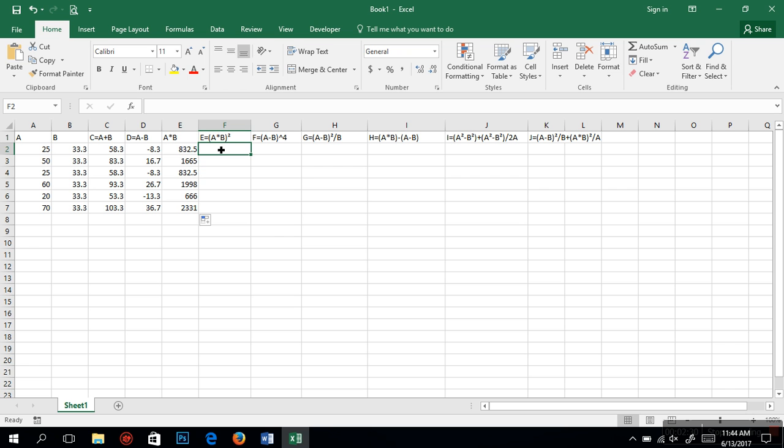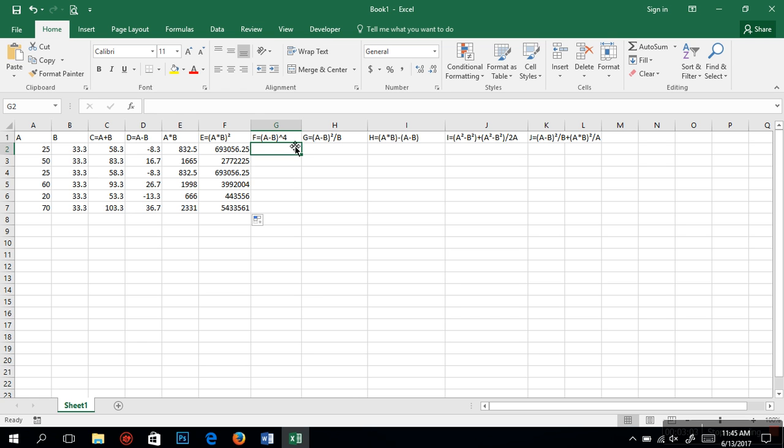Now E is A times B square, which is equal to, this is A times B, A times B times A times B. That's square. Now that gives us this. Now we can autofill it. Now we have F equal to A minus B raised to the power of 4. Now if you look at it, we don't have A minus B raised to power 2, so we can't do raised to power 4.